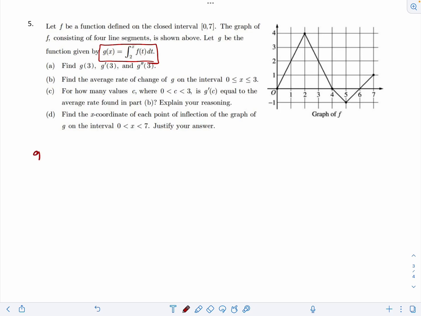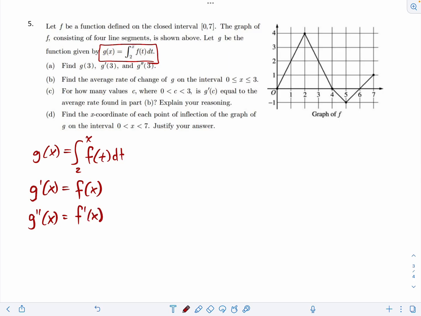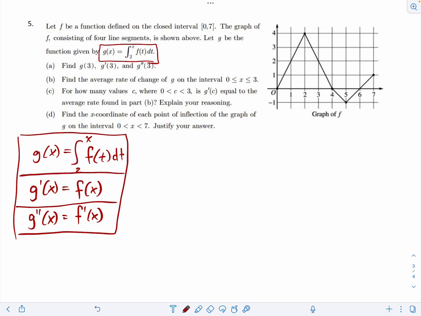So before we even go into finding the answers, I'm just going to spell out the relationships here. Since G is an integral function from 2 to x of f of t dt, G prime, which I know I'm going to have to access, is f of x from the fundamental theorem of calculus. Derivatives and integrals are inverses. I know I'm probably going to find either concavity or points of inflection, so I'm going to go further: G double prime then is f prime of x. So this is the relationship that we need to be flexible with, going backward and forward.